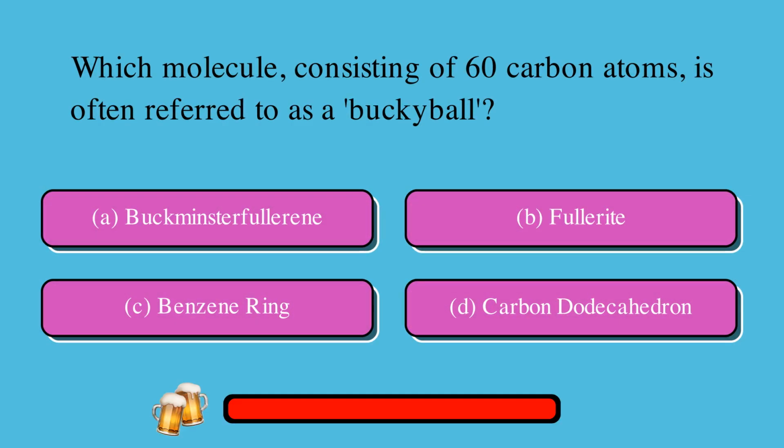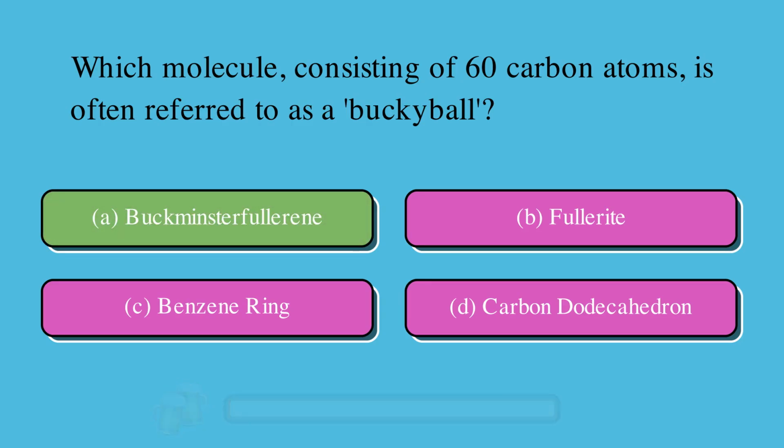Which molecule consisting of 60 carbon atoms is often referred to as a buckyball? Is it A, Buckminster fullerene, or B, fullerite, or C, benzene ring, or D, carbon dodecahedron? The correct answer is A, Buckminster fullerene.